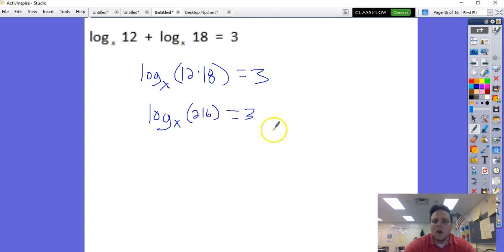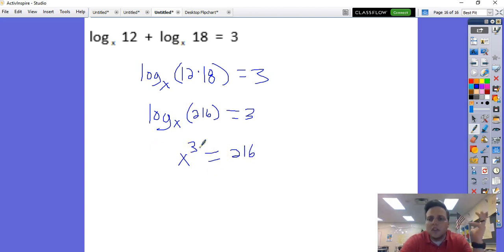Okay, so now you might be going, but I don't know what to do from here. Well, we need to get x by itself. X is currently trapped as the base of this log. So then, by changing from log form to exponential form, so we do that by taking our base, that's x, raising it to the exponent, that's this 3 over here, is equal to the argument, that's 216. So now look at that. The log is gone. By changing forms, we were able to remove the log. Now the x is just trapped by the power of 3.